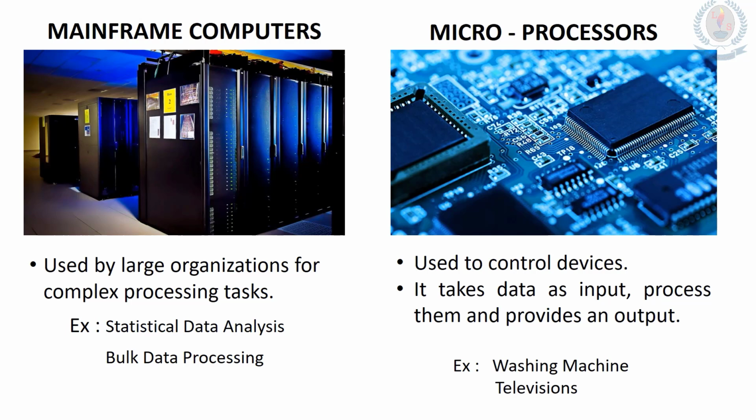The second picture shows microprocessors. Microprocessor is an integrated circuit which incorporates core functions of a computer's central processing unit. They are used to control devices. Same as a computer, it takes data as input, processes them and provides an output. We can see microprocessors in washing machines, televisions and many other home appliances.